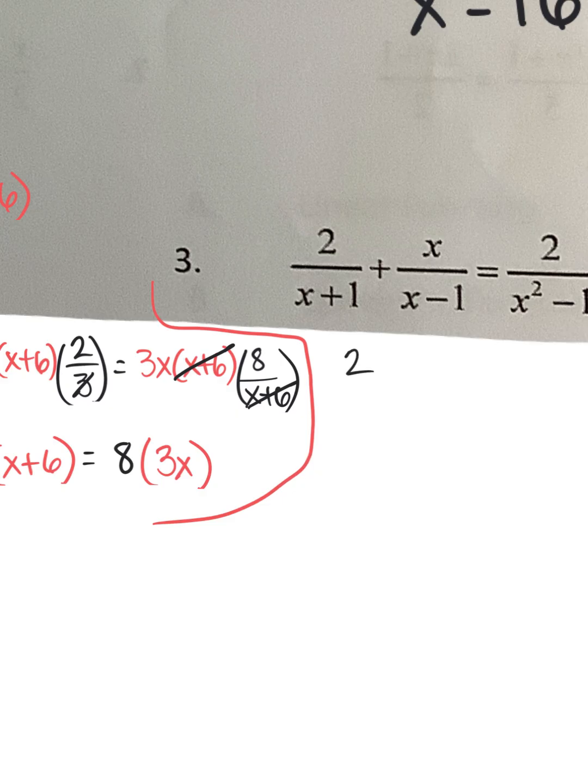So the front one's going to stay just like it is for right now. Second one's going to stay just like it is for right now. And in that last one, I'm going to have to factor the bottom. So what does the bottom factor into?